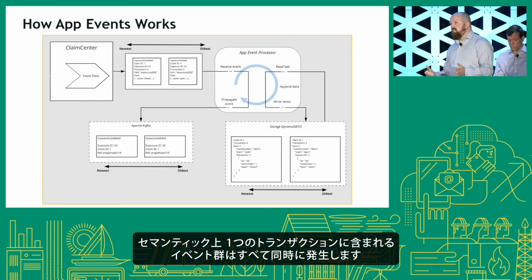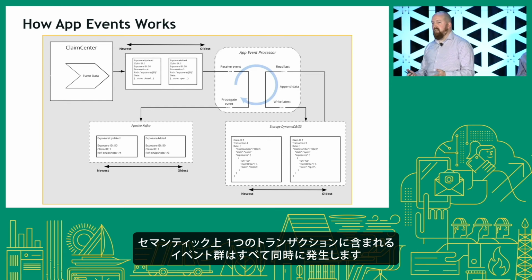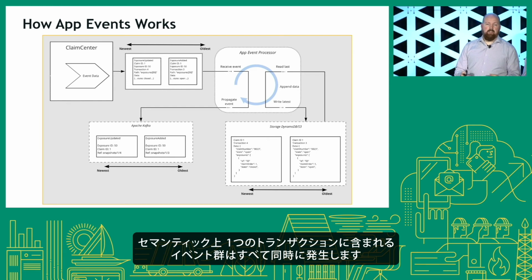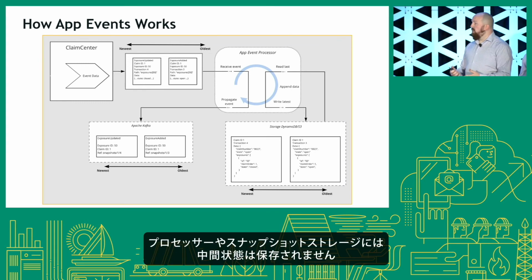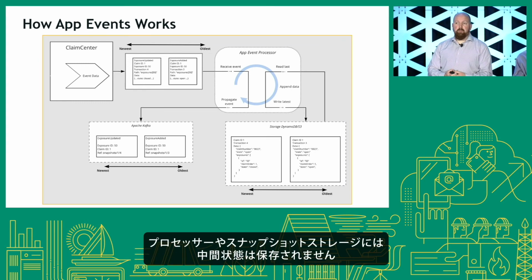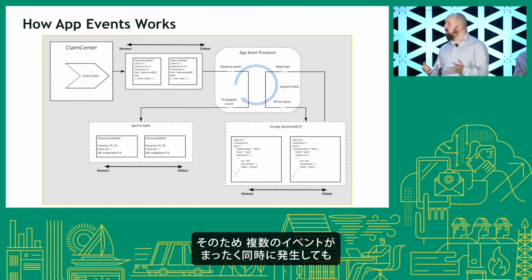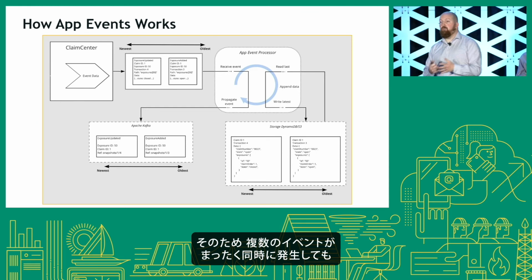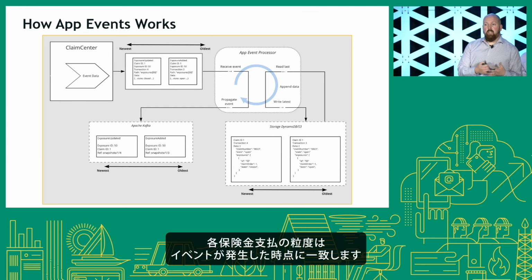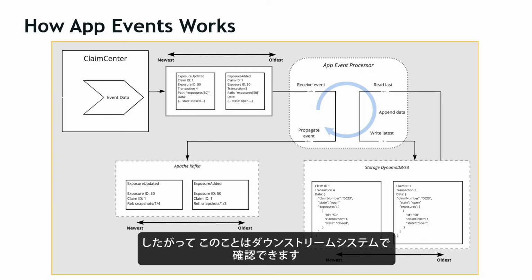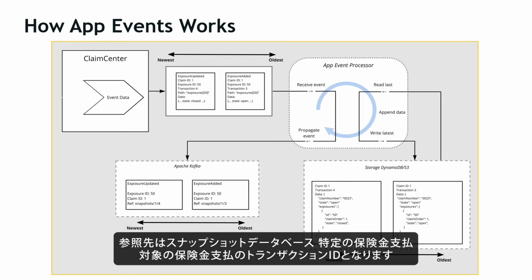And semantically, when one transaction has many events, they all happen simultaneously. Our processor and our snapshot storage do not store intermediate state. So the granularity of every claim is true to the time the event occurred, even though many events occur at the exact same time. So you can see this in the downstream system. The references are to the snapshots database, the particular claim, and the transaction ID for the claim that we care about.